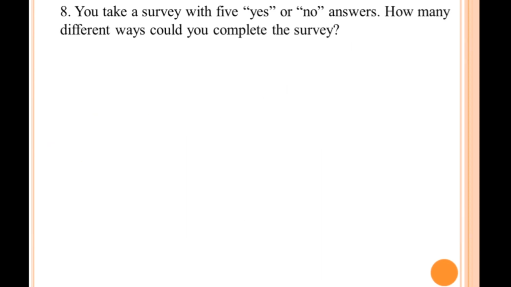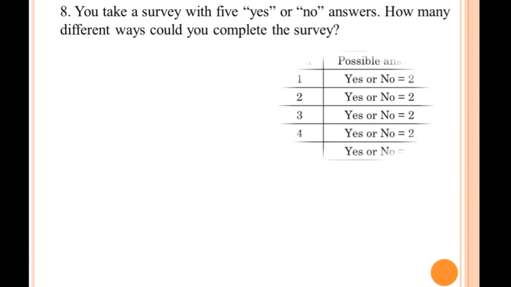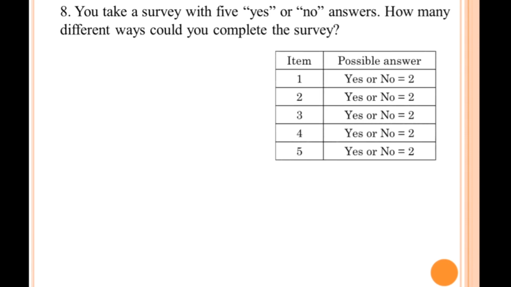Problem number 8. Take a survey with 5 yes or no answers. How many different ways could you complete the survey? By the way, how many questions do you need to answer? There are 5. So, let us have this table. We have items, which is 5: 1, 2, 3, 4, 5, and each item you can answer either yes or no. Okay, so it's clear here. Let us express it in a diagram.